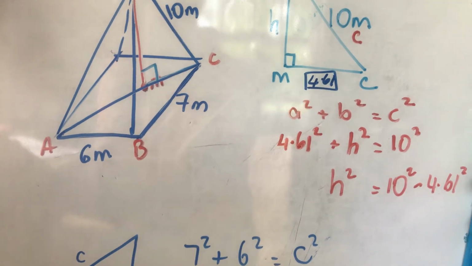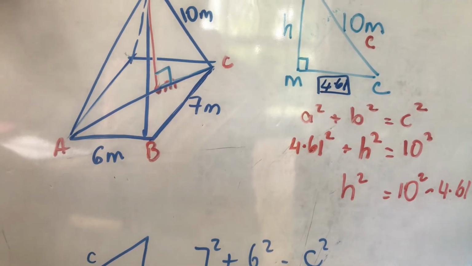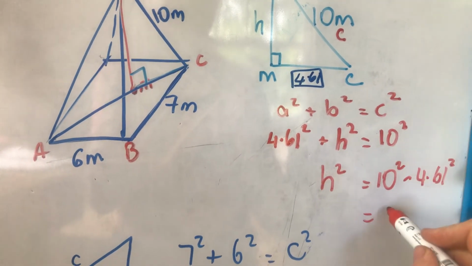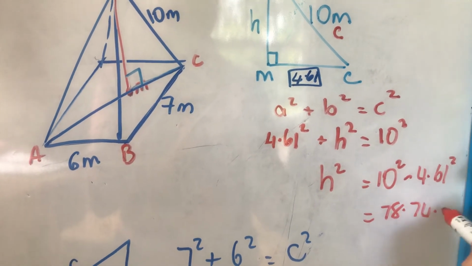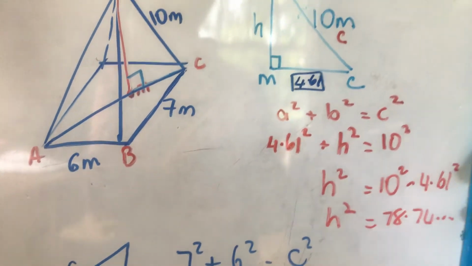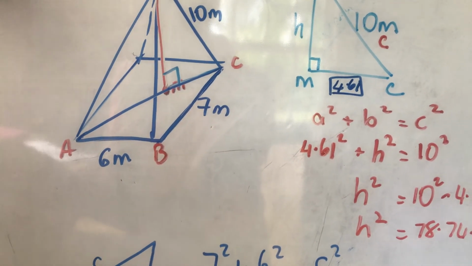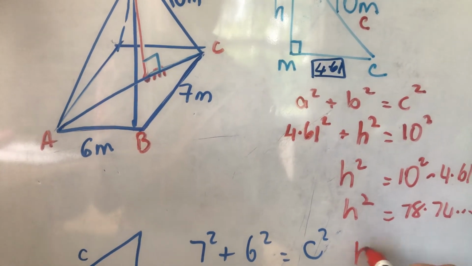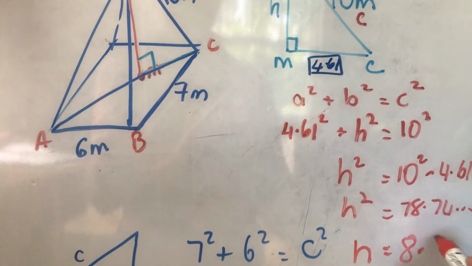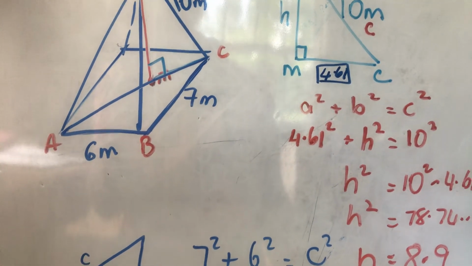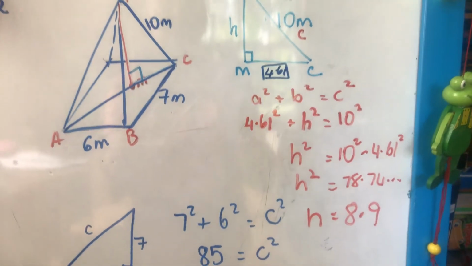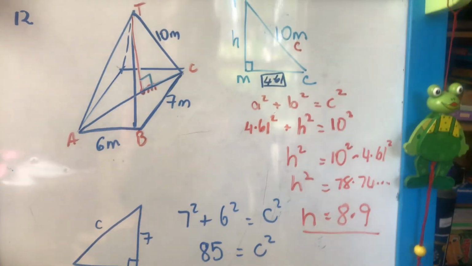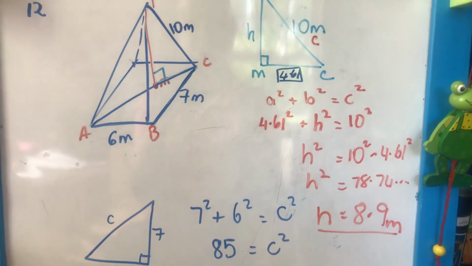10 squared minus 4.61 squared equals 78.74 and so on. That's H squared. So find the square root of that, and we get 8.9 to one decimal place, or 8.874, however many decimal places your question asks you for. So the height of the pyramid is 8.9 meters tall.